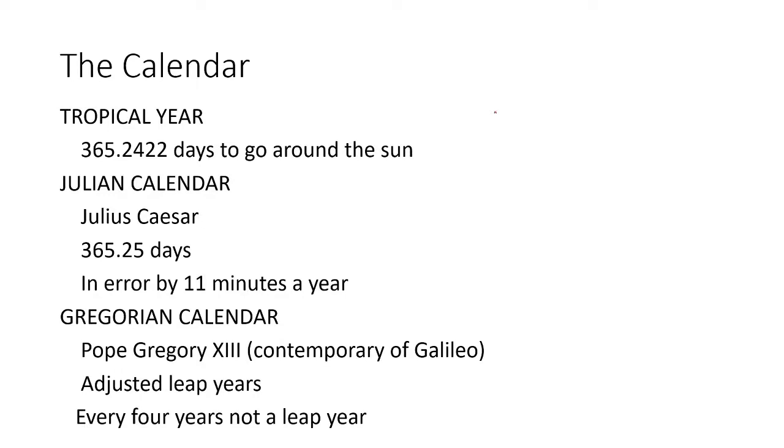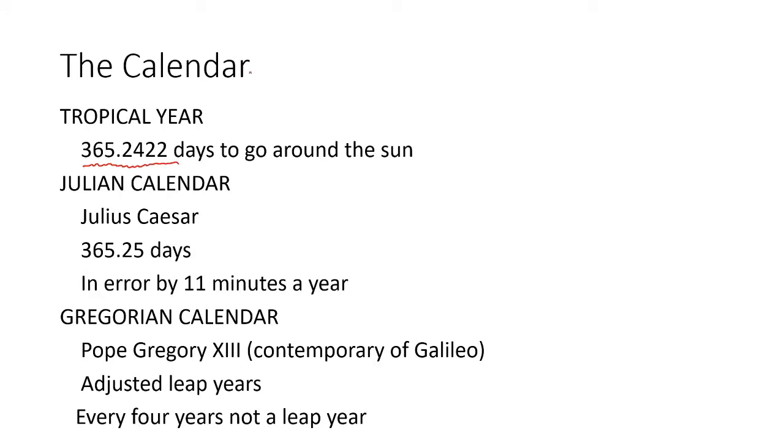It's also worth talking about, since we're dealing with time here, where did we get our calendar from? The tropical year, or what we use, is actually 365.2422 days to go around the sun. So 365 and roughly a quarter days to go around the sun. So that's where we had the idea of a leap year. And we've actually had leap years for a long time. Like I said, longer than people think.